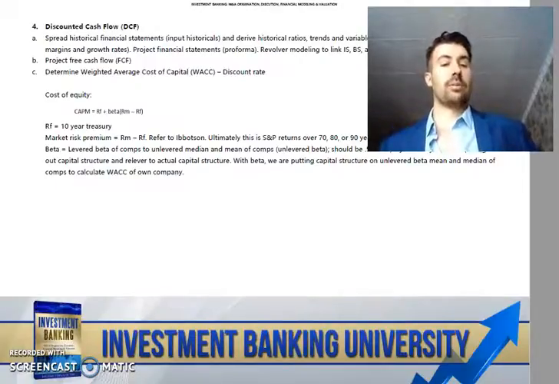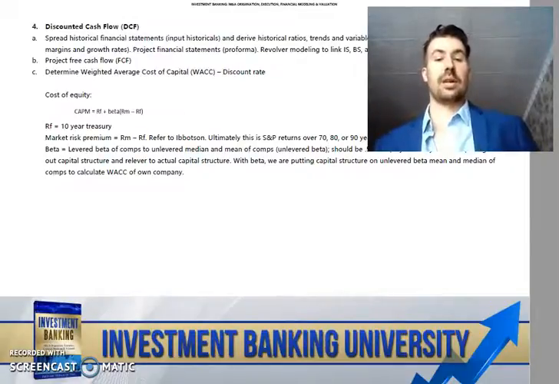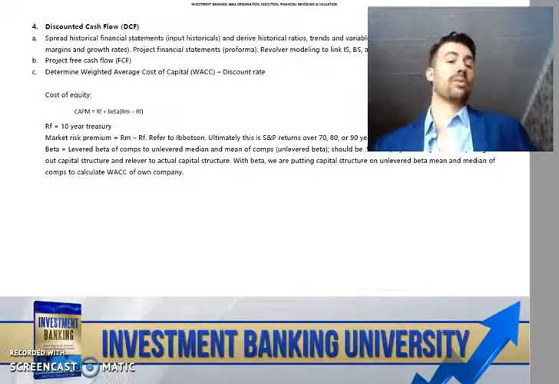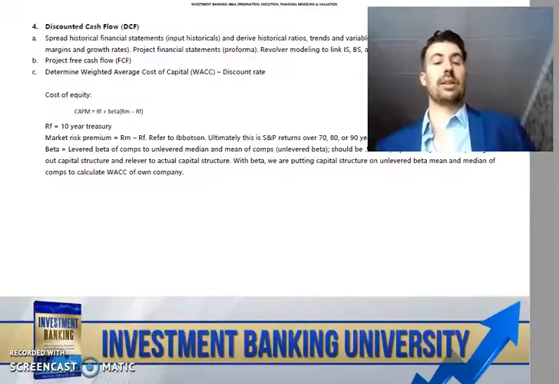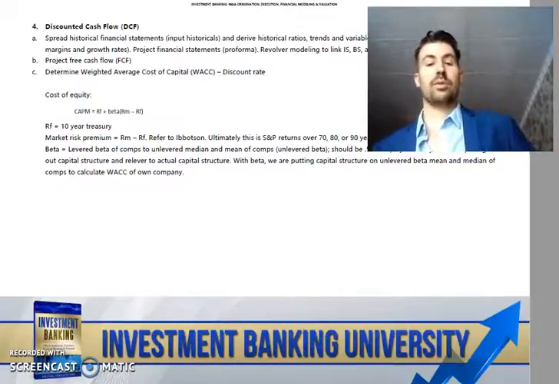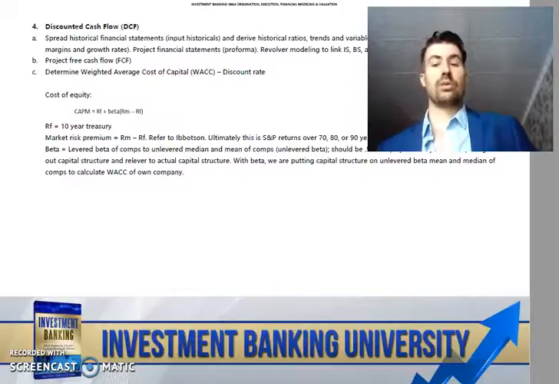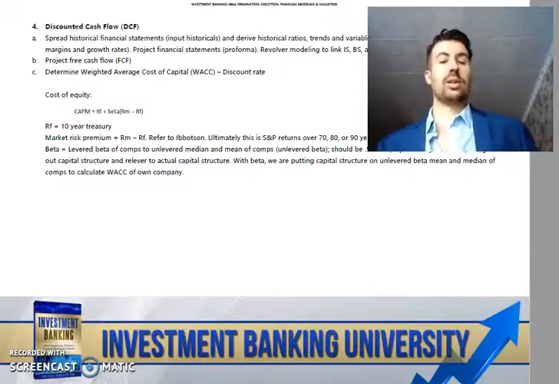So the market risk premium is of course what we're going to get from Ibbotson, and this is ultimately the S&P returns over 70, 80, or 90 years. For the risk-free rate, we're going to use a 10-year treasury, and then in terms of beta, it's the leveraged beta of the comps to the unlevered median of the comps, which is the unlevered beta, and it should be 0.5 to 2.5. And we're using 2-year to 5-year betas.